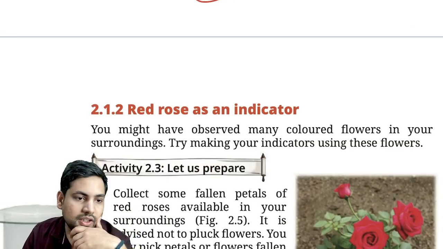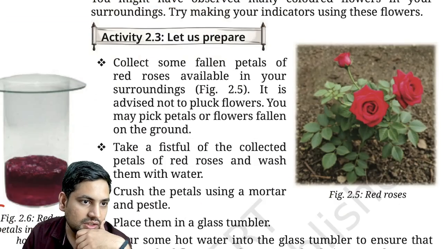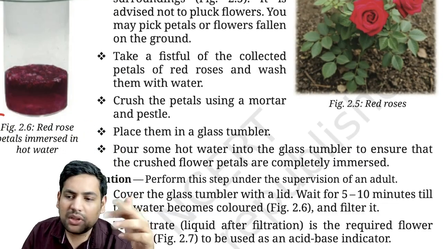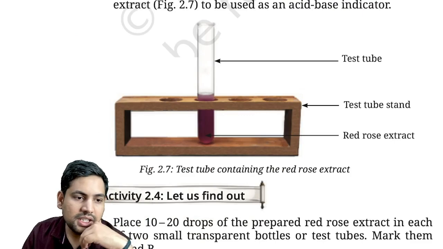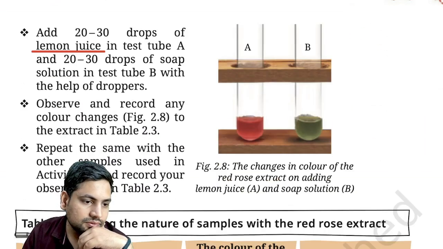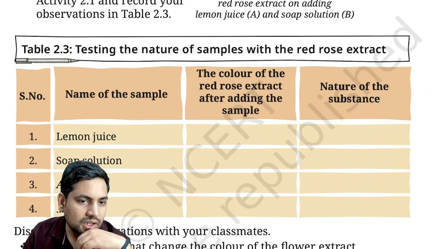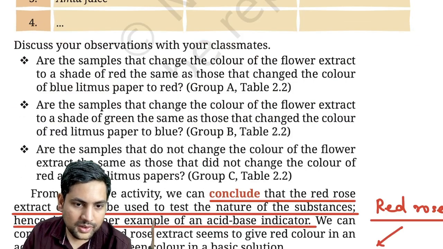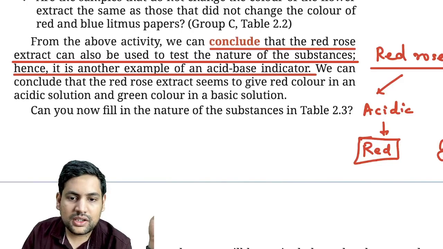Next we come to red rose as an indicator. Now see, you understood litmus, how litmus was working. Similarly, red rose can also work as an indicator. Okay, now see how it works. So this is what happens with red rose specifically.